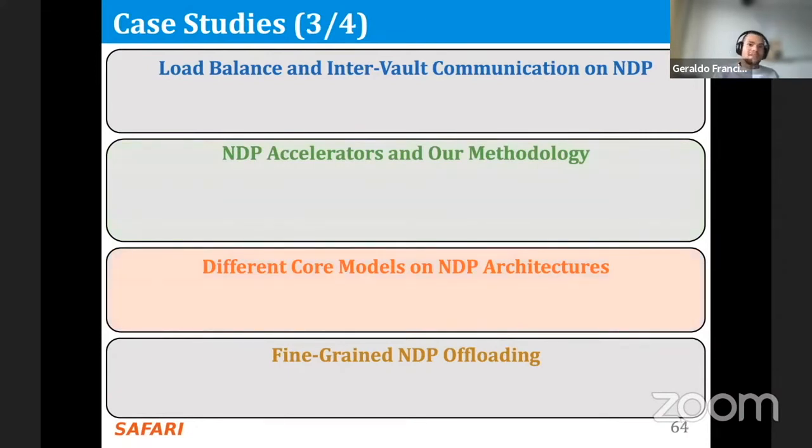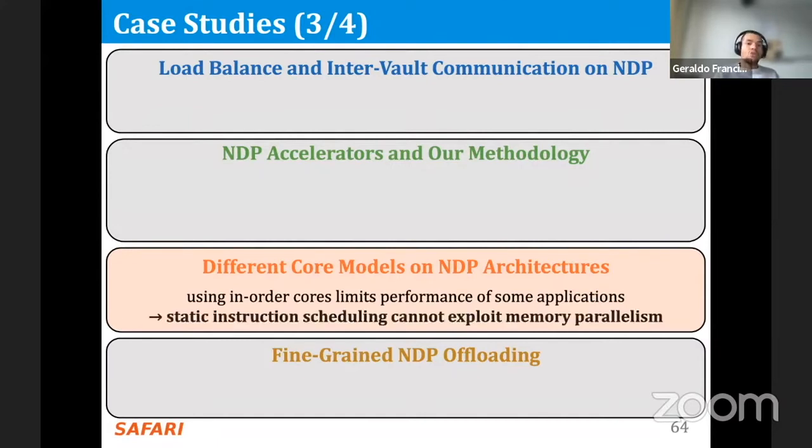In the third case study, we perform an ISO area and power performance evaluation to compare the NDP system using in-order and out-of-order cores. We observe that in-order cores' performance benefits for some applications are limited by the core's static structure and scheduling mechanism. We believe that better NDP systems can be built by leveraging techniques that enable dynamic structure and scheduling without incurring the large area overheads and power overheads of out-of-order cores. DAMOV can help in the analysis and development of such NDP architectures.